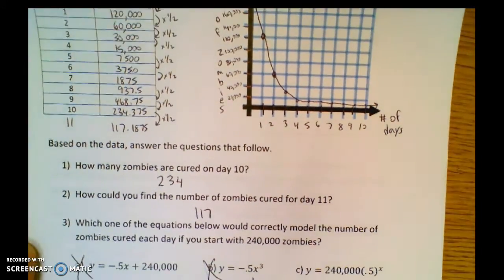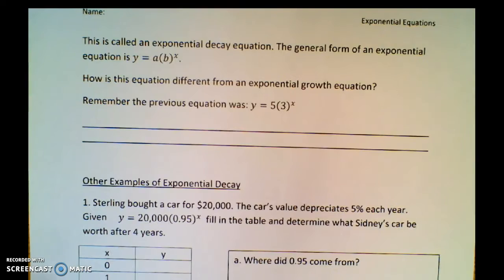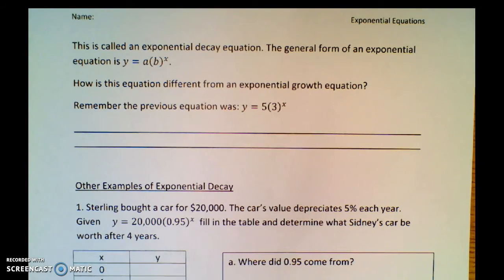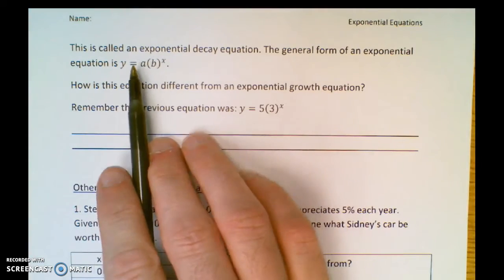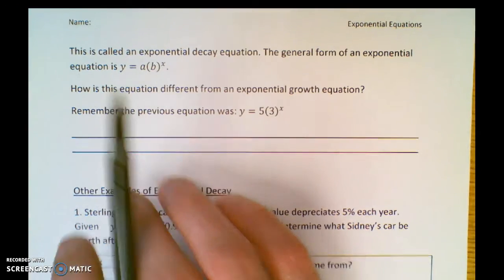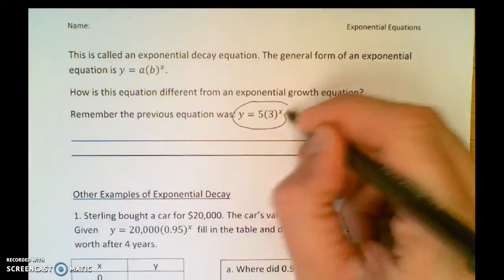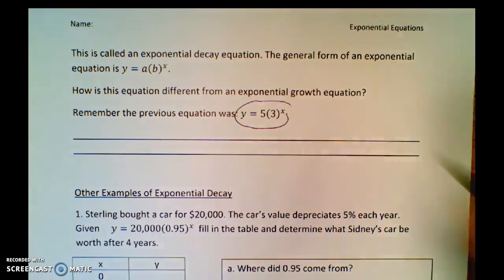So this is called exponential decay. When a graph falls, it's called decay. So this is called an exponential decay equation. The general form is the same that we've been working with. It's y equals an initial value times b to the x. How is this equation different from an exponential growth? Remember, our previous equation was this. Our new equation is this.